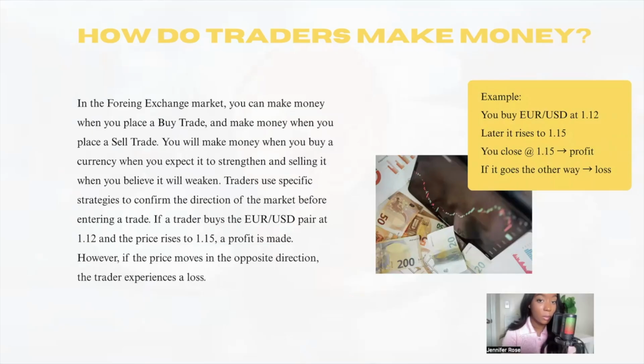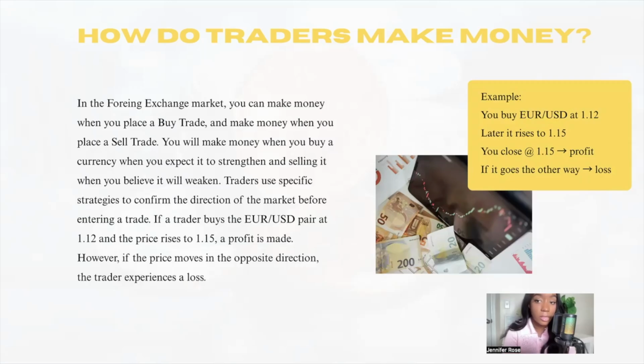So, in the foreign exchange market, you can make money when you place a buy trade and make money when you place a sell trade. You will make money when you buy a currency when you expect it to strengthen and selling it when you believe it'll weaken. Traders use specific strategies to confirm the direction of the market before entering a trade. If a trader buys the Euro USD pair at 1.12 and the price rises to 1.15, a profit is made. However, if prices move in the opposite direction, the trader will experience a loss.